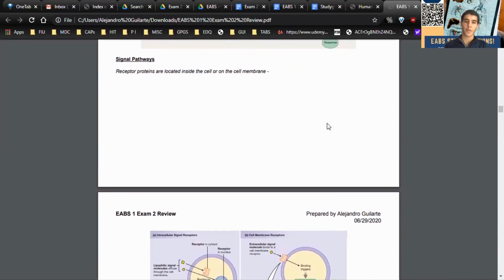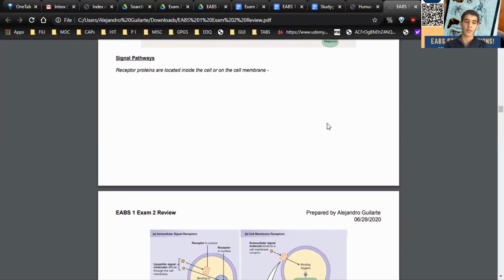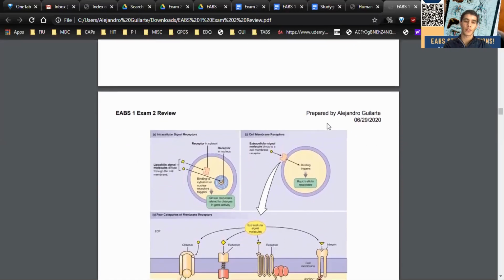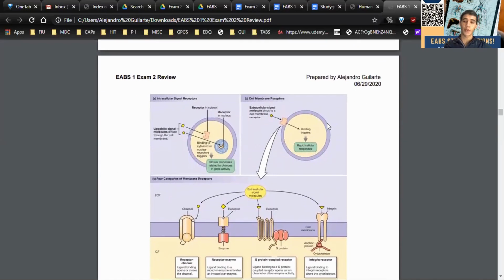When we look at signal pathways, you look at receptor proteins that are located inside the cell membrane. So for a response to happen, you need a receptor. And so that receptor receives the signal, the chemical messenger, and it can be received either on the plasma membrane surface or within the cell.